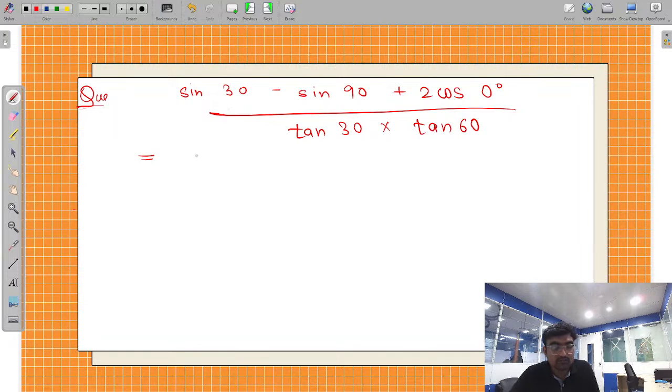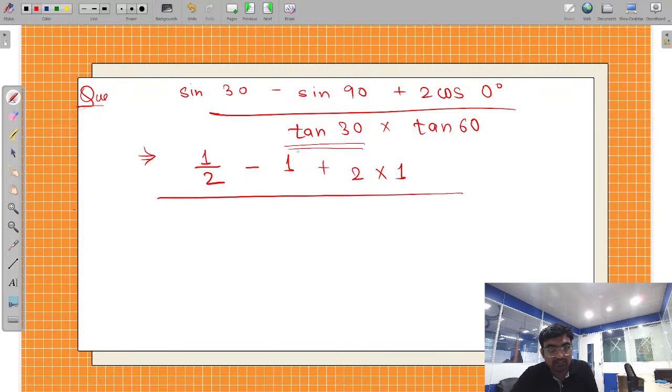So for sine 30, what is the value of sine 30? 1 by 2, correct? This is the first step. Minus, so what is sine 90? Sine 90 is 1, okay, plus 2 into cos 0. Now the value of cos 0 is 1. Sine 90 and cos 0 have the same value. Fine. Then now tan 30. What is the value of tan 30? It is 1 by root 3 into value of tan 60 is root 3. Okay.